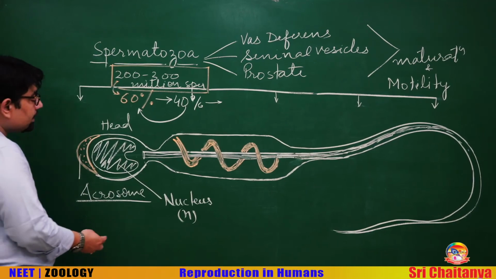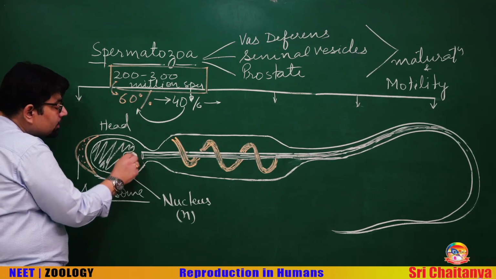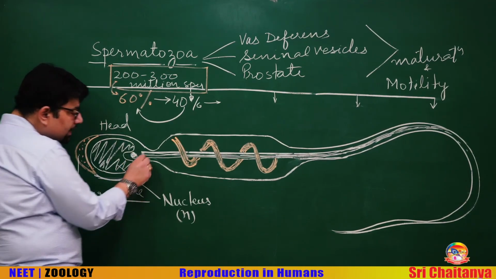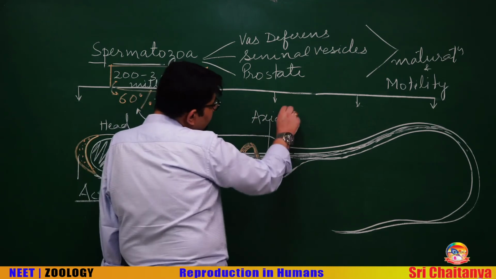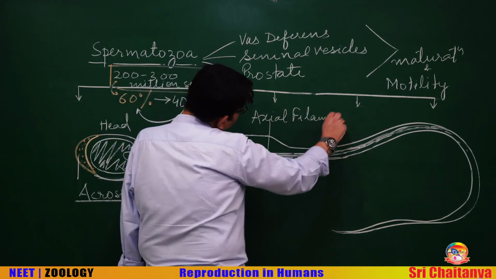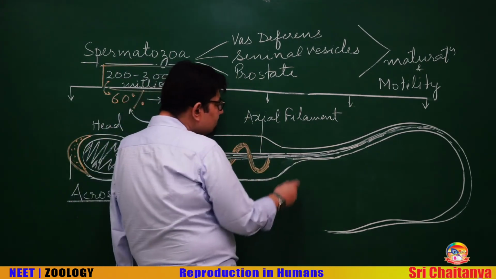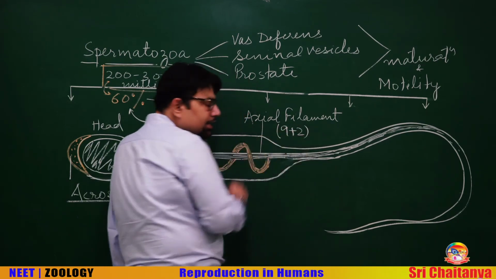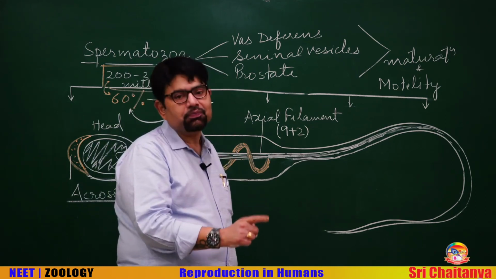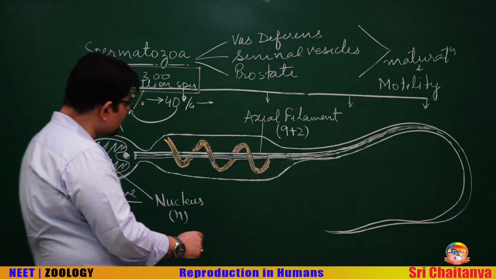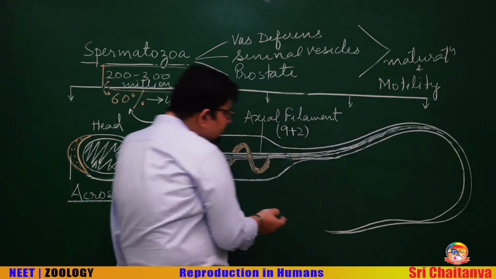Also note that there is a couple of centrioles. The proximal centriole remains like that, but the distal centriole forms this axial filament. Remember, the axial filament has a 9 plus 2 arrangement of microtubules. A question was once asked in the NEET examination. It begins from this part till the tail region. It is also inside the tail region.